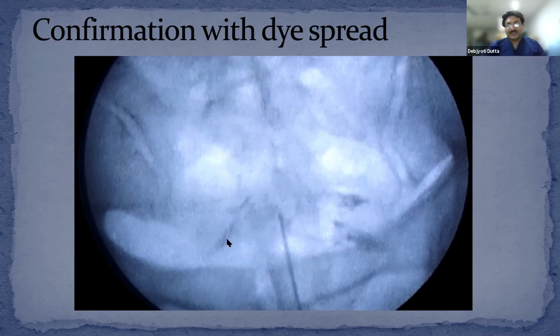Now we are injecting the dye. Now epidural spread has a very characteristic appearance that is heterogeneous. That is coming out to the foramen.